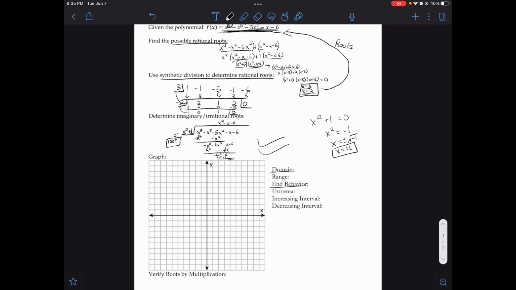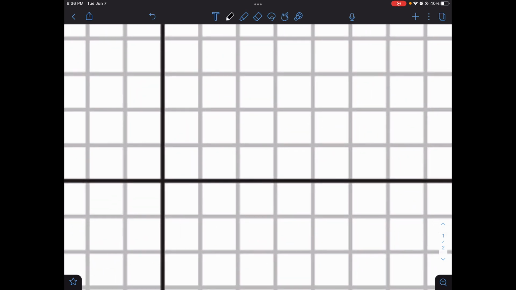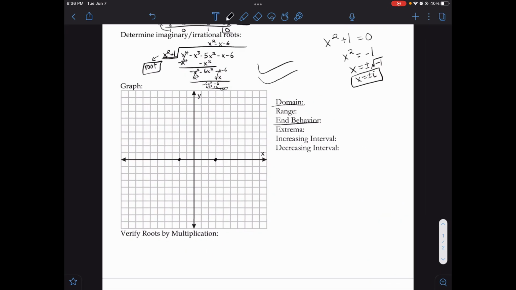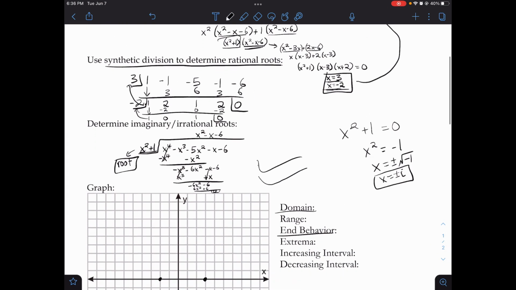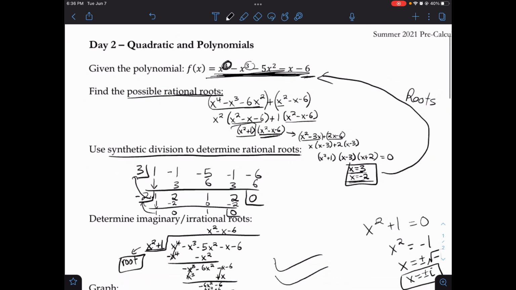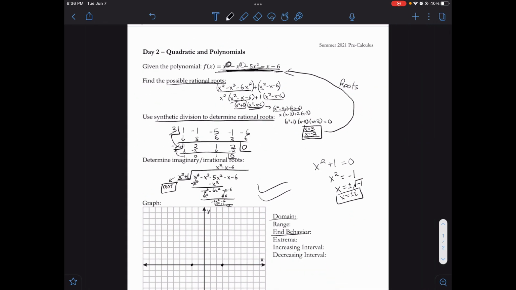So to do that, first we graph our roots. So it's gonna be at 3 right here and -2 right here. And since they have a multiplicity of 1, our lines will go straight through them like that. We also know that the highest degree on this polynomial is the 4th degree, meaning it's an even degree.